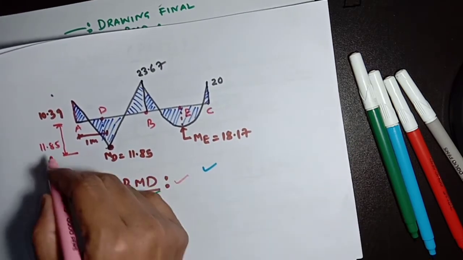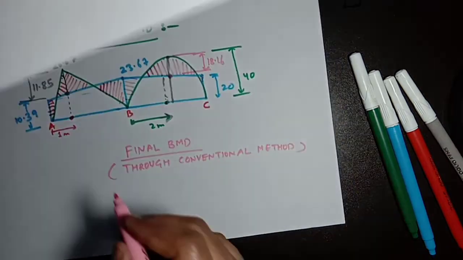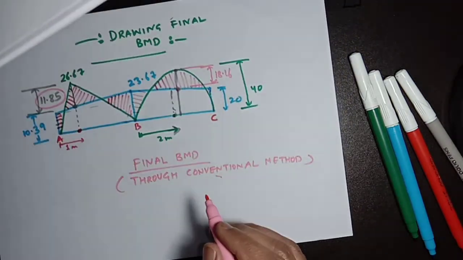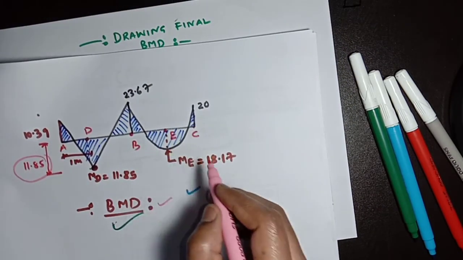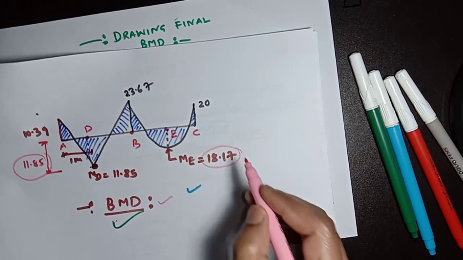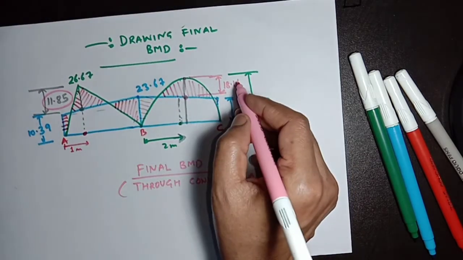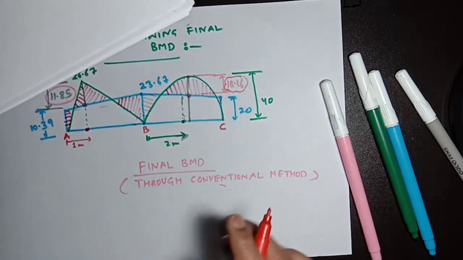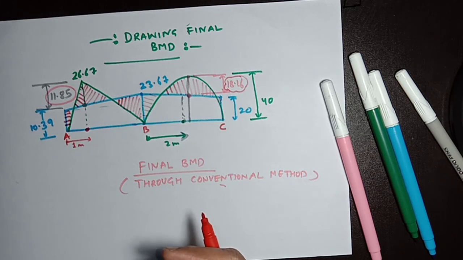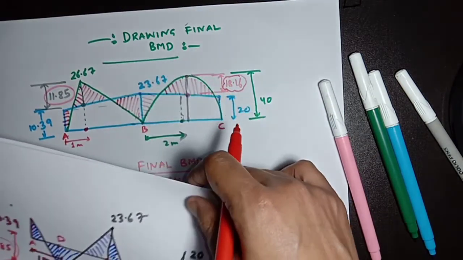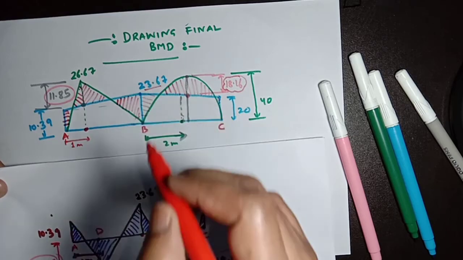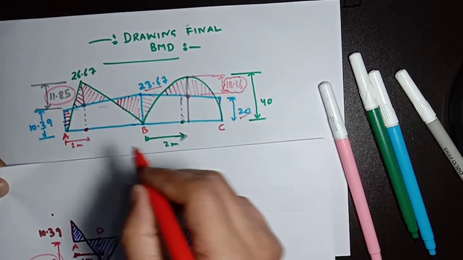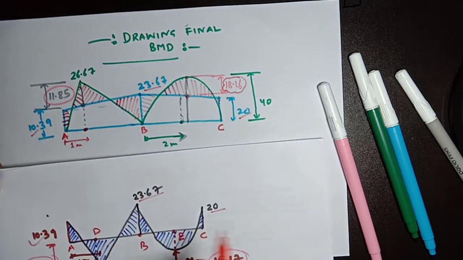This is the span moment, 11.85. The same 11.85 we have calculated using the conventional method. And here at span BC, the maximum span moment was calculated as 18.17. The same value we have calculated here, 18.16. And the fixed end moment is the same. The fixed support moment is the same 23.67 here, 20 at support B, C, and 10.39 at support A.